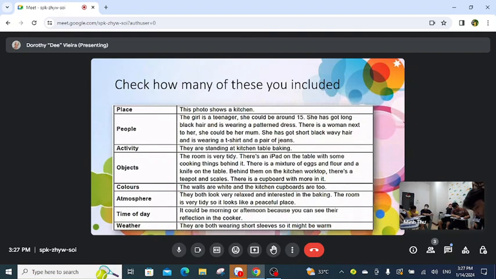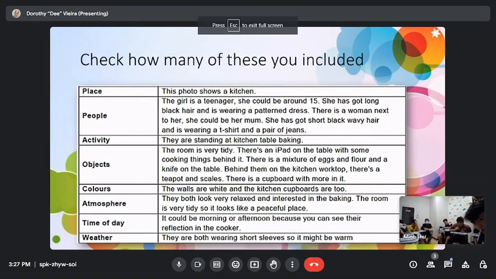There is a woman next to her. She could be her mom. So she could be the girl's mom. She has got short, black, wavy hair and is wearing a t-shirt and a pair of jeans. So I could say she's wearing a white t-shirt or a plain white t-shirt and a pair of blue jeans. Activity, they are standing at the kitchen table baking. Objects in the room. The room is very tidy. There's an iPad on the table with some cooking things behind it. There is a mixture of eggs and flour and a knife on the table.